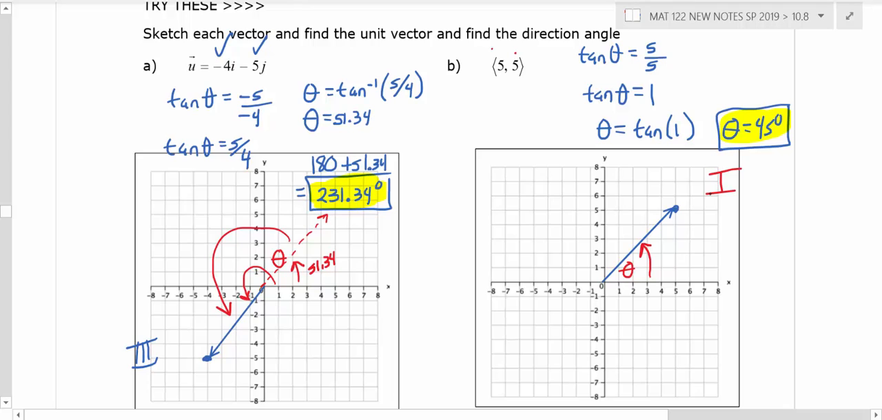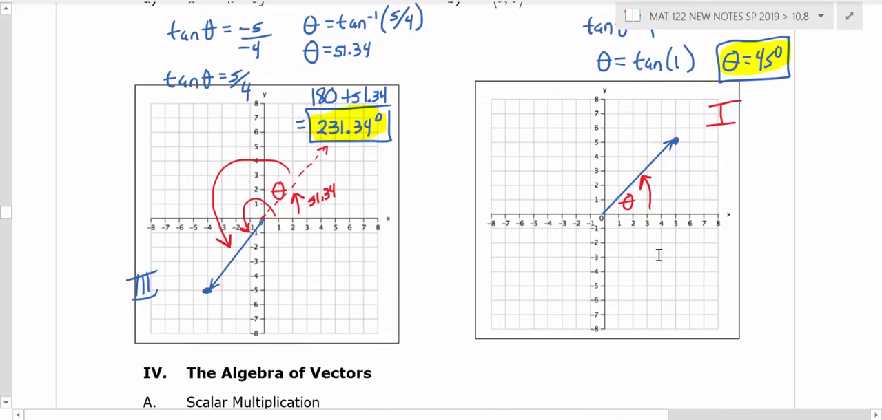All right, so that's how you find a direction angle. I'm going to close off this part of the video, and the next part of the video will be algebra of vectors. Okay, good luck.